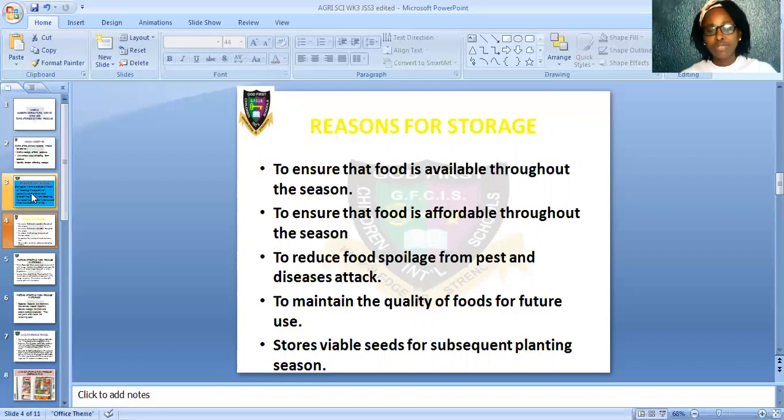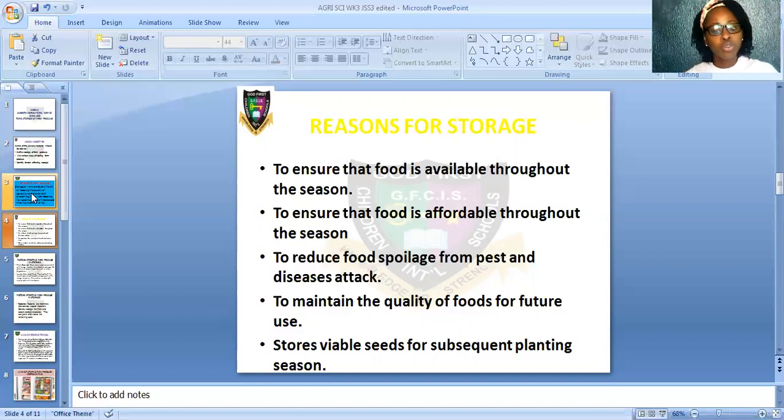Two, to ensure that food is affordable throughout the season, because when we have limited supply of farm produce, the price to purchase any farm produce will be high and very expensive. To ensure that food is available throughout the season year and not limited because it has spoiled or decayed. This is a good reason for storing farm produce.